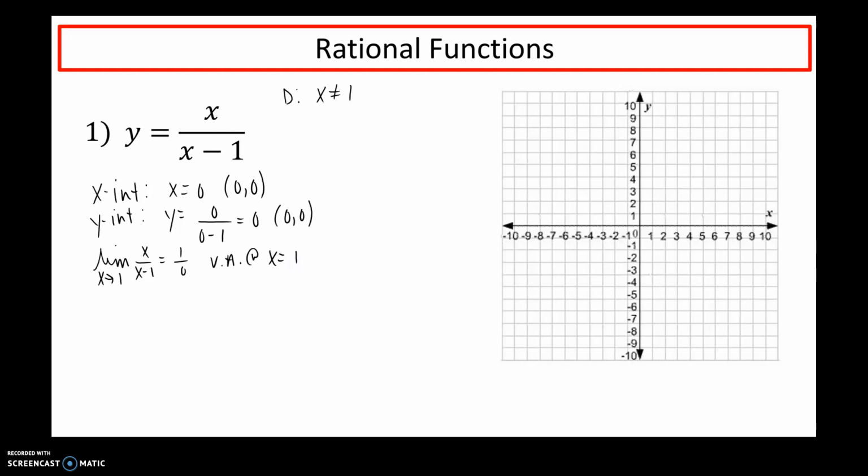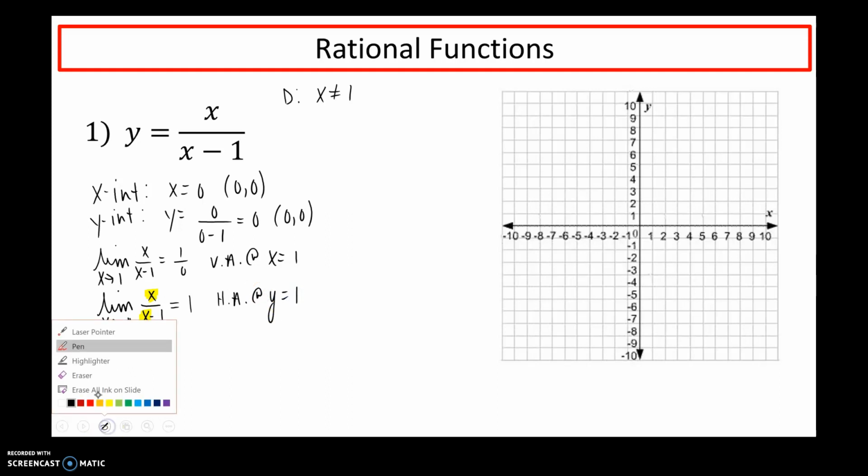Okay, next, horizontal asymptote. So I'm going to do the limit as x approaches infinity of my function. Now that's where we have to go back to our top heavy, bottom heavy, equal. So the highest exponent in the numerator matches the highest exponent of the denominator. So my limit here is equal to 1. Therefore, I have a horizontal asymptote at y is equal to 1.